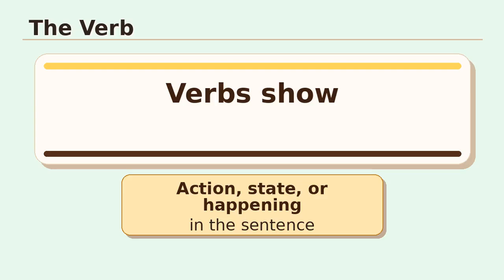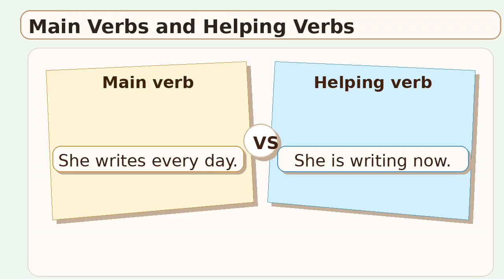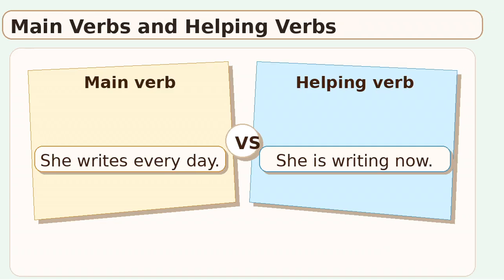A verb shows action, event, or state of being. In many ways, the verb is the engine of the sentence. It tells us what happens or what is true. Some verbs show physical action, some show mental action, and some simply show a state of being. Later grammar topics often depend on this distinction. The main verb carries the central meaning. The helping verb supports tense, voice, or emphasis.